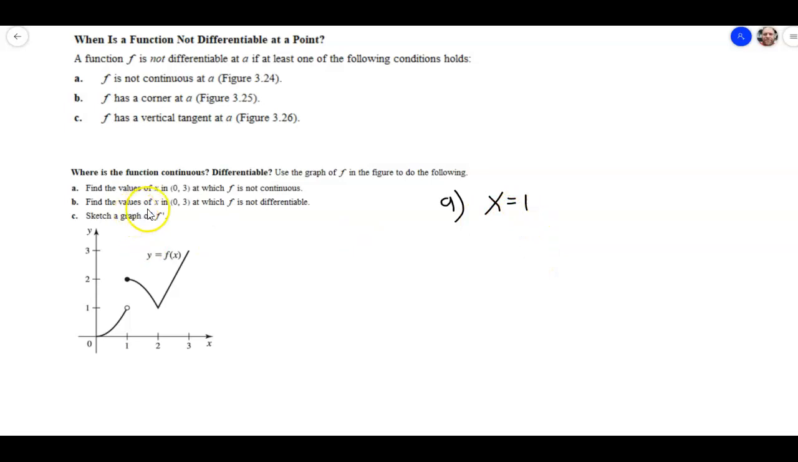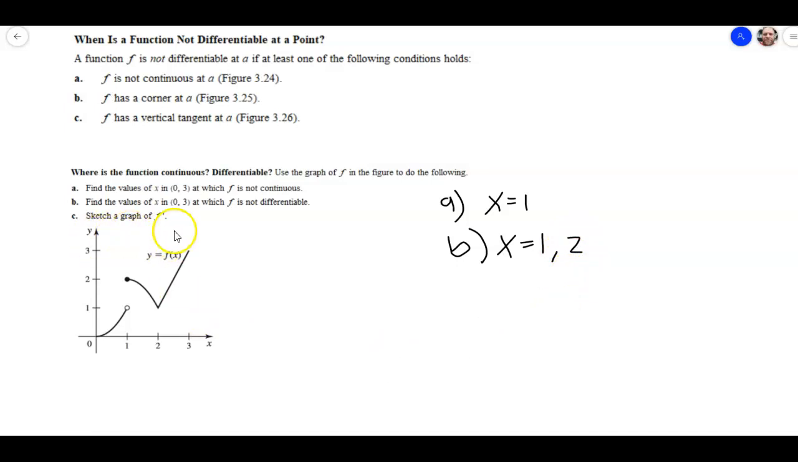Now it says find the values of x in [0, 3] at which f is not differentiable. So for B, we already know if it's not continuous, it's not differentiable, so not differentiable here. And we also have a corner there at x equals 2. So at a corner, remember, we can have an infinite number of tangent lines with different slopes. So it is not differentiable there, so also at 2, it is not differentiable.